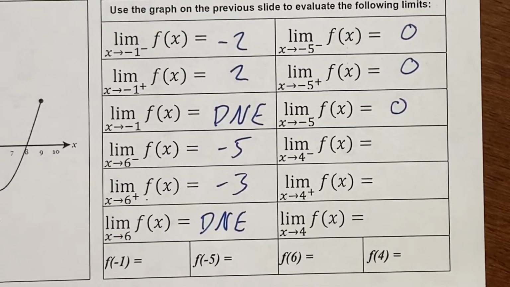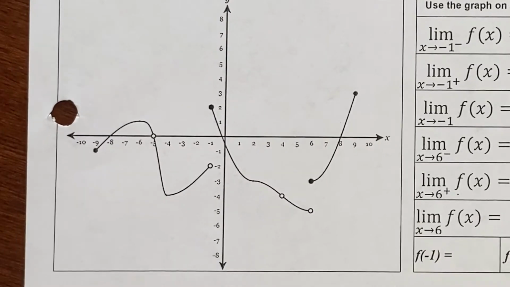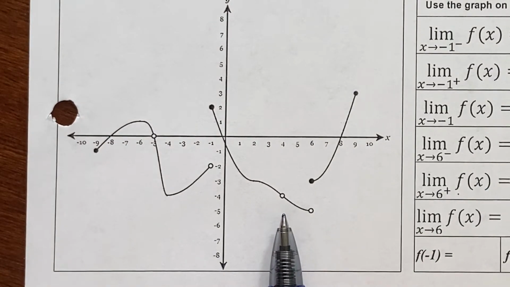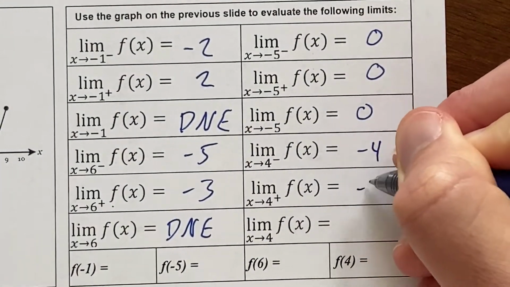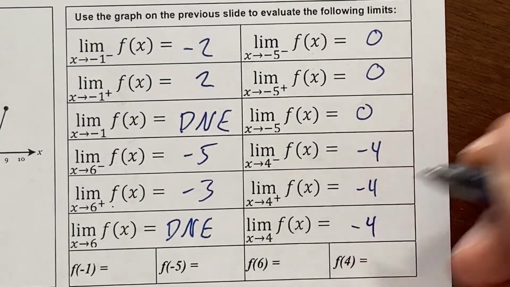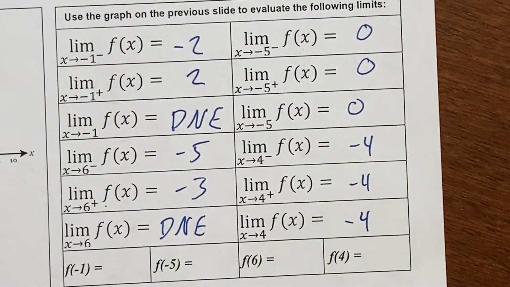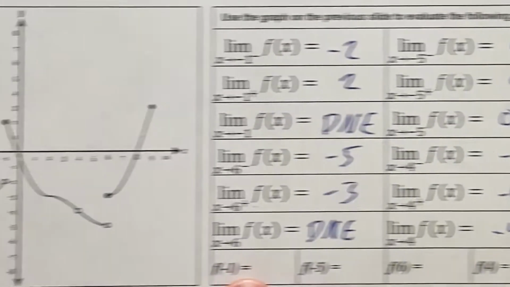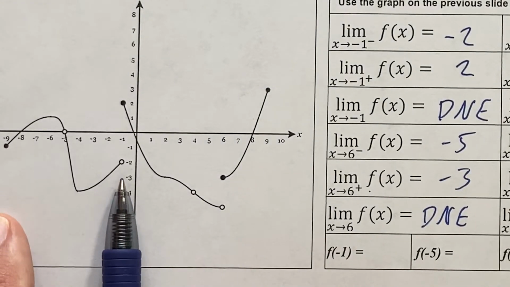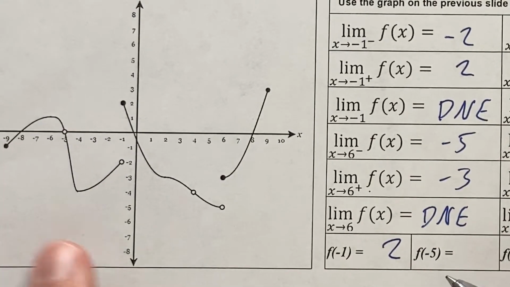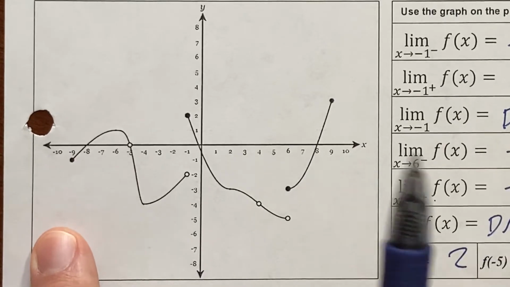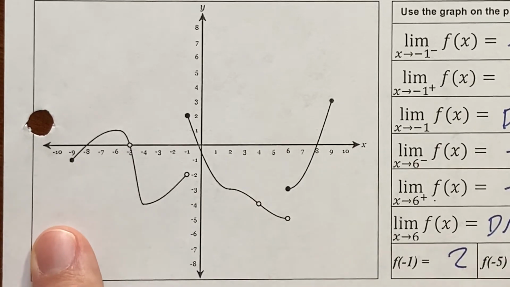Next, I've got 4. Okay, so 4's right here. As we're coming from the left, we're getting really, really close to -4. From the right, looks like we're getting really, really close to -4. So from the left, -4. From the right, -4. That means that my limit as x approaches 4 is -4. Let's plug some of that stuff in. So plugging in -1. If I were to plug in -1 to my function, I would get 2. If I were to plug in -5 into my function, whoa, undefined.